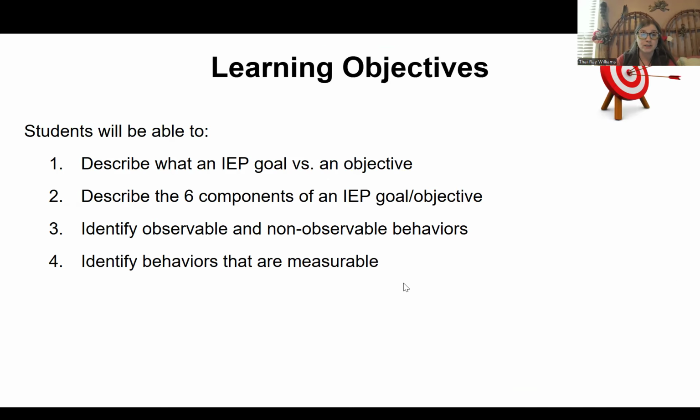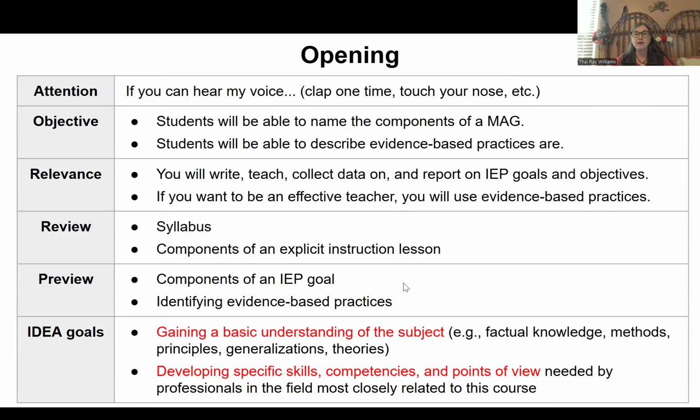All right, so we know that every explicit instruction lesson starts with an opening. Now, again, I am doing this online. If we were in person, this is an interactive portion of your lesson. This is not where you're just talking at your students, but because we're online, that's what I'm going to have to do. Now, there are going to be parts of it that I will do once we're in class and we are working synchronously.